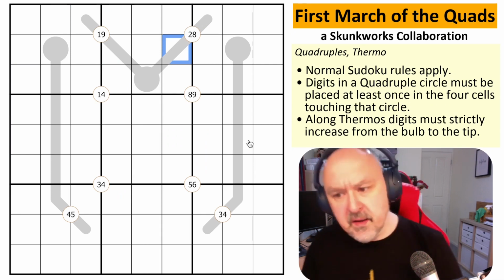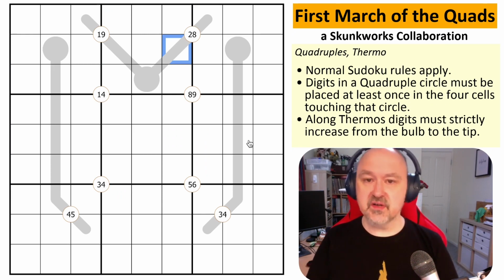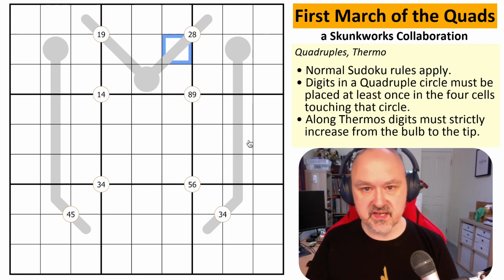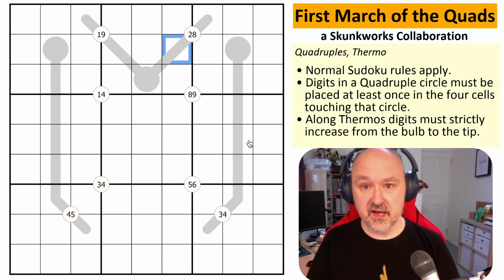Many of the puzzles are created by Skunkworks. Skunkworks is not a person, it is the collaborative team that we used to create this. So many people were throwing ideas into the puzzles, it was kind of pointless putting an individual's name on it, so what we've done is we're releasing them under a collaborative name.